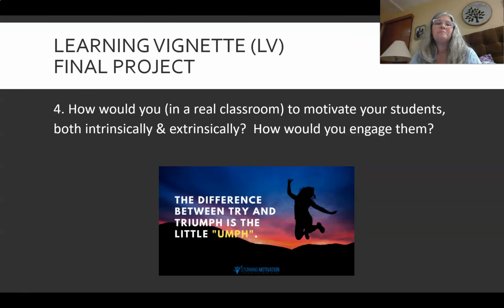Question 4. How would you, in a real classroom, motivate your students, both intrinsically and extrinsically? How would you engage them? So this relates to a chapter we have coming up on motivation. And you can see this is a bit of a two-part question. So how are you going to motivate them? And I do want to see intrinsically and extrinsically.